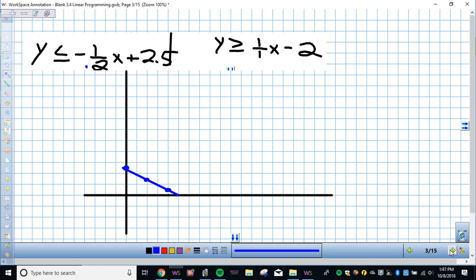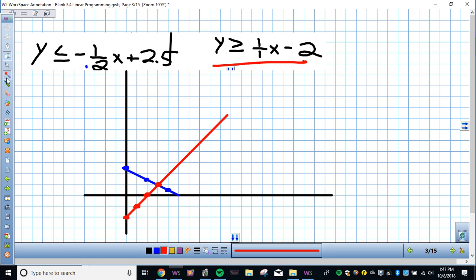So we have the first one graphed here. That's y is less than or equal to -1/2 x plus 2.5. Graph this second equation in red. So we start at -2. My slope has me go up 1, right 1, up 1, right 1. I'm going to go one more time, up 1, right 1, and then graph. So that blue line up here, we're going to shade above or below? Below, because it's less than, don't make that difficult.